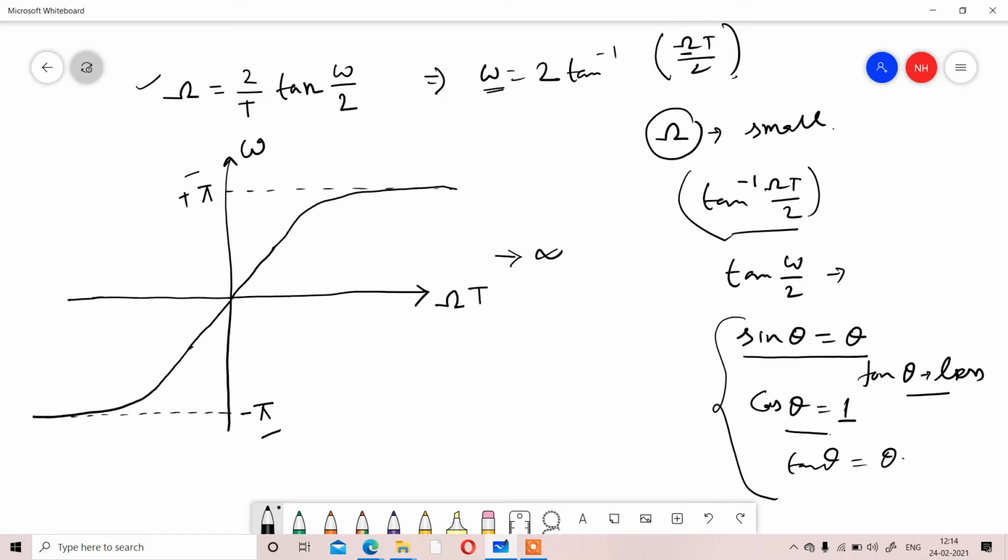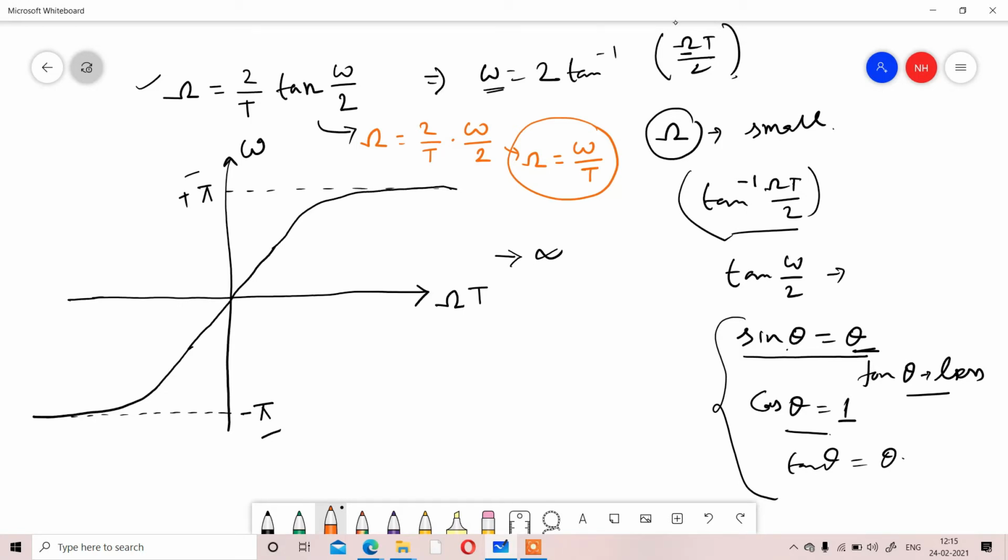That is your school level formula, that for small values of theta, sine theta can be written equal to theta. So for small values it will be theta, so it will simply be linear. For small values, what will that equation be? For small omega, we can write omega equal to 2 by T times omega by 2, that is analog omega equal to digital omega by T. So that expression is linear.